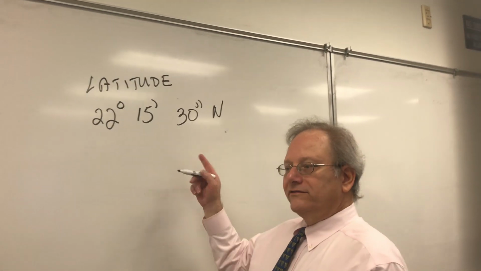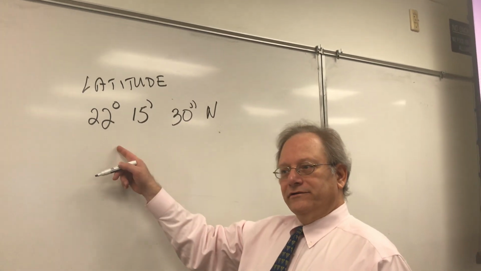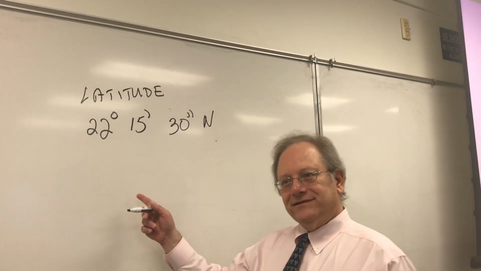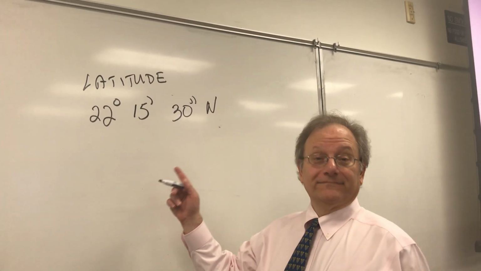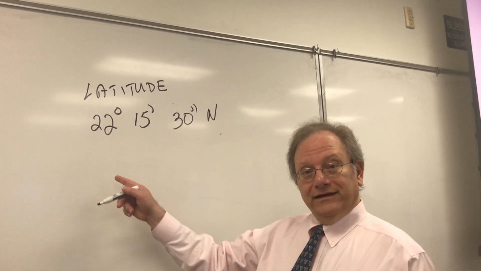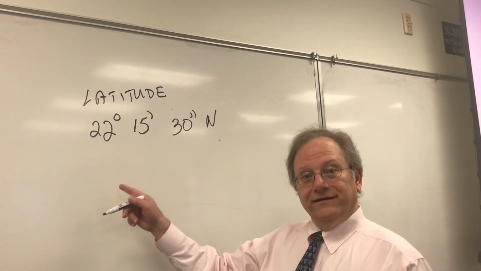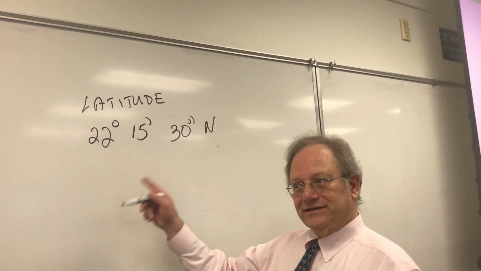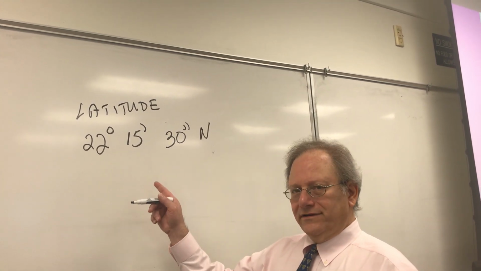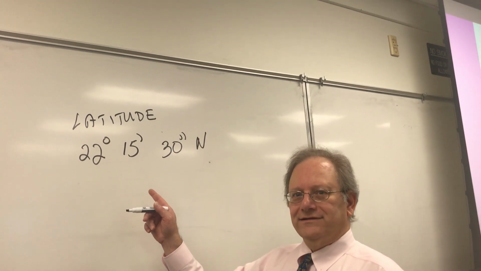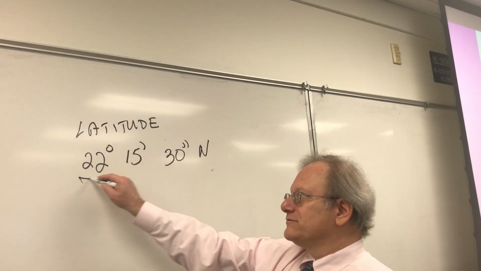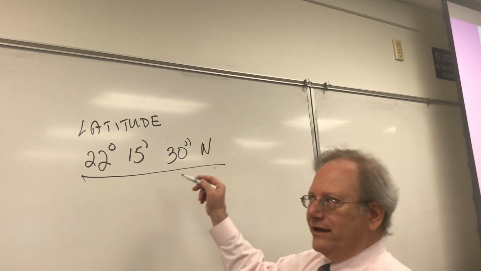This is done kind of like time, where the degrees are hours, and then you have minutes and seconds. So guess how many seconds there are in a minute? There are 60 seconds in a minute, and guess how many minutes there are in a degree? Again, there are 60. So there are 60 minutes in a degree, and 60 seconds in a minute. How many seconds are there in a degree? 3,600, which is 60 squared. So this is the traditional way of writing latitude and longitude.